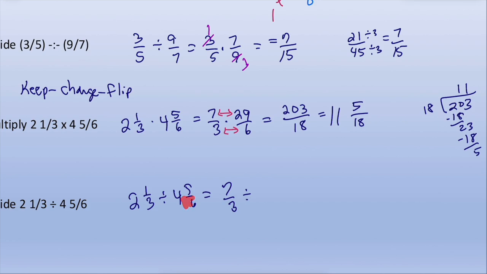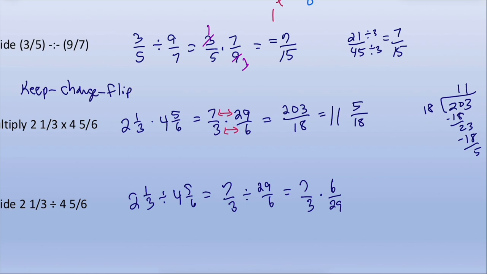4 times 5 is 24, plus 5 is 29. Same numbers as before. But when you see that division symbol, you're going to keep the first number, change the symbol to multiplication, and flip over the last thing. Keep, change, flip. Keep, change the symbol, flip.